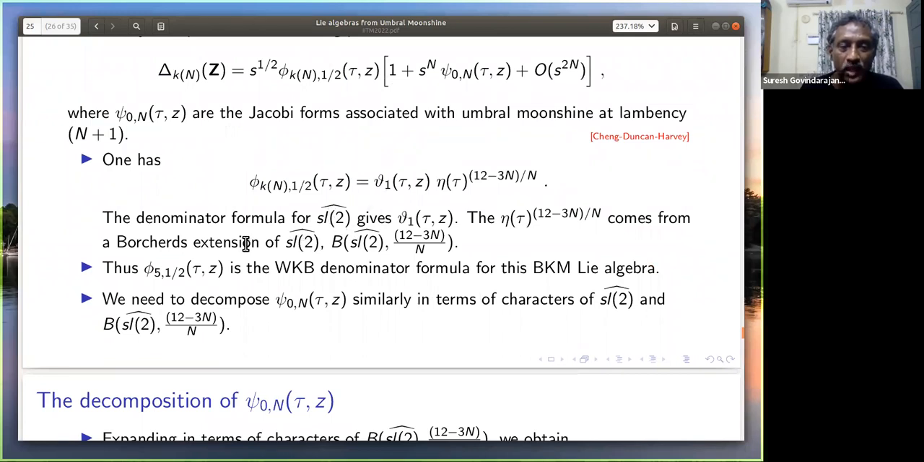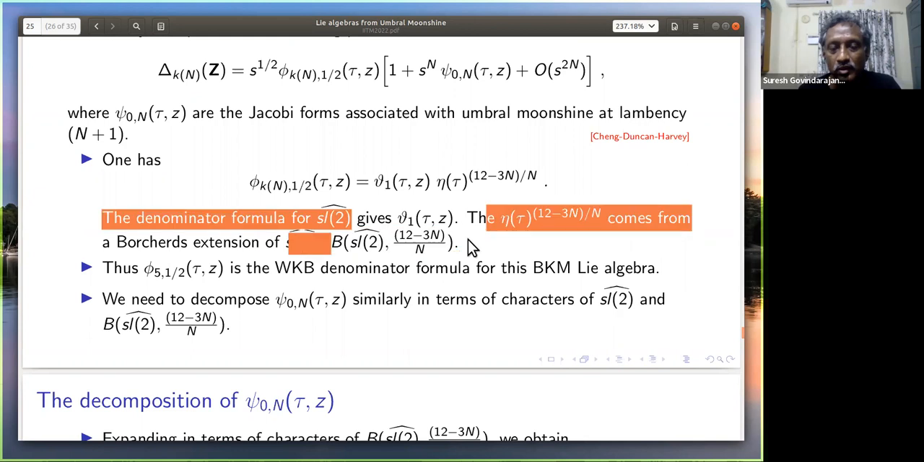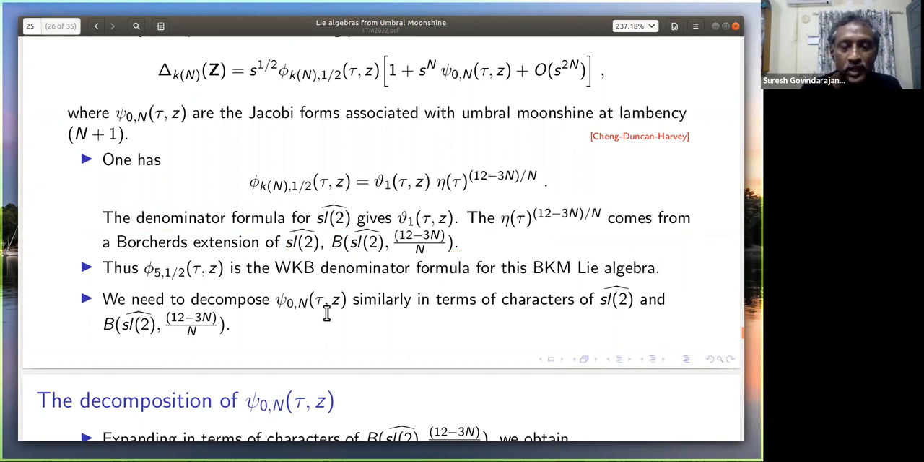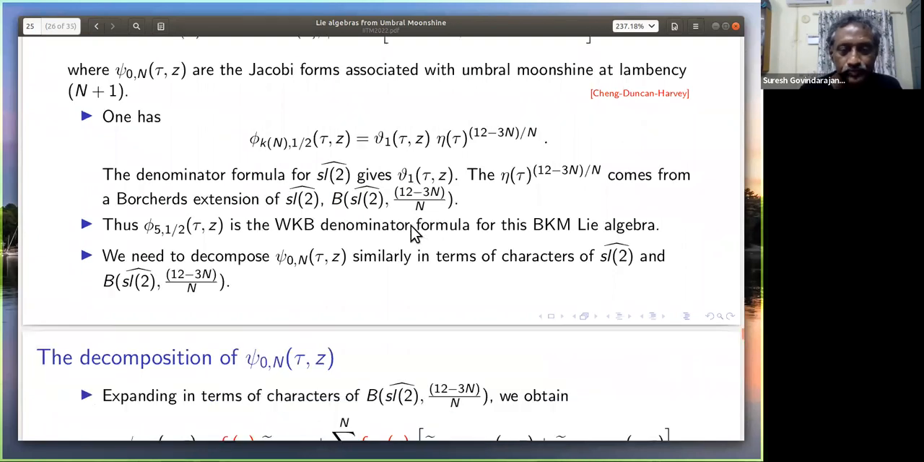So we have two subalgebras of the big algebra. One is an SL2 hat, and the other is this Borcherds extension, which I explained to you. This prefactor is now the denominator formula for this Borcherds system. So we can decompose psi zero in terms of characters of either SL2 hat or this Borcherds extension. Let's do that decomposition.